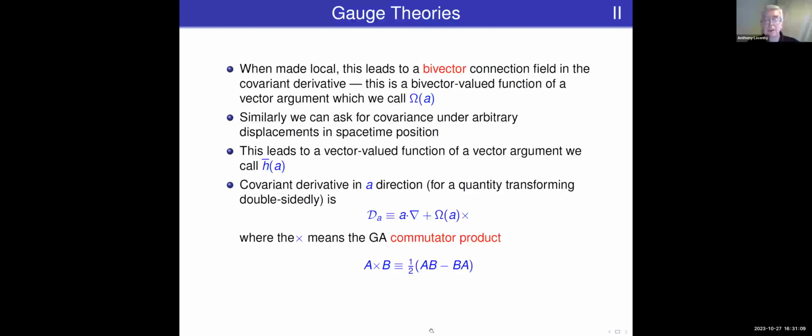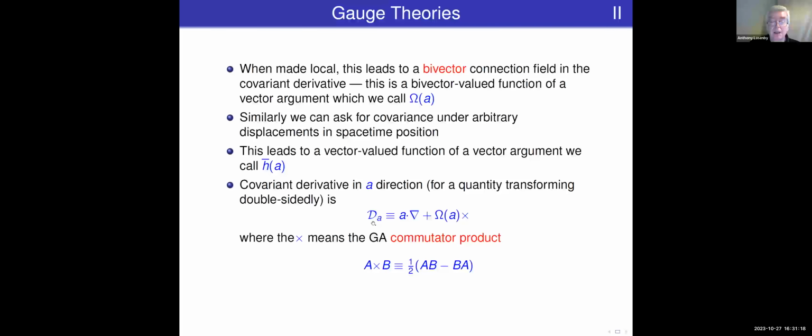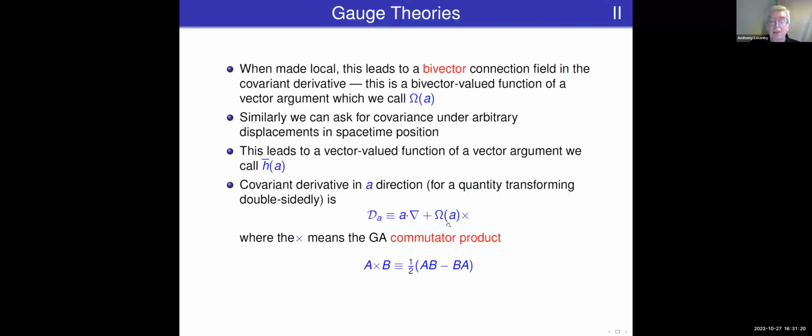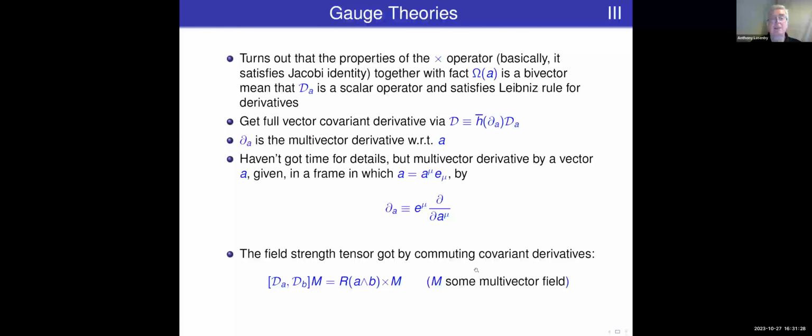Now, I don't want to go through these details in any depth. This is just to give you a bit of orientation. But the covariant derivative in the A direction is this curly dA, which is A dot grad plus omega A cross. And the cross is the GA commutator product. A cross B is a half AB minus BA. And this has nice properties.